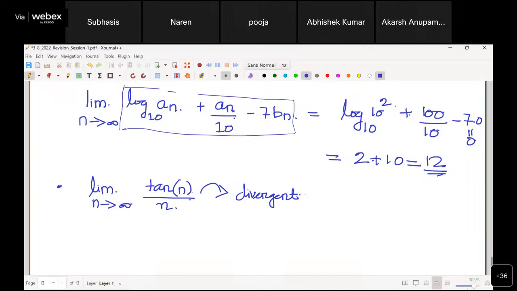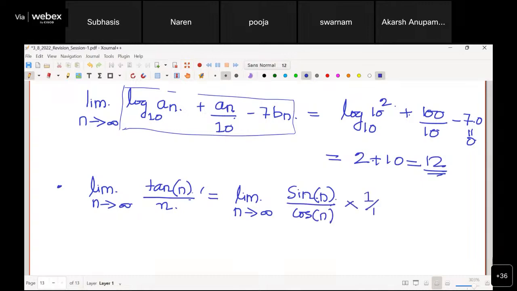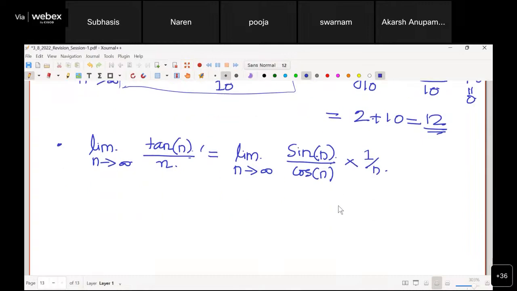Sir, I have a question. Can we write tan n as sin n by cos n, and then multiply by 1 by n, and have two separate limits, sin n by n and 1 by cos n? Will that work? Just a minute. Tell me. Can we have tan n as sin n by cos n, multiplied by 1 by n, and have two separate limits, sin n by n and 1 by cos n? Hmm.